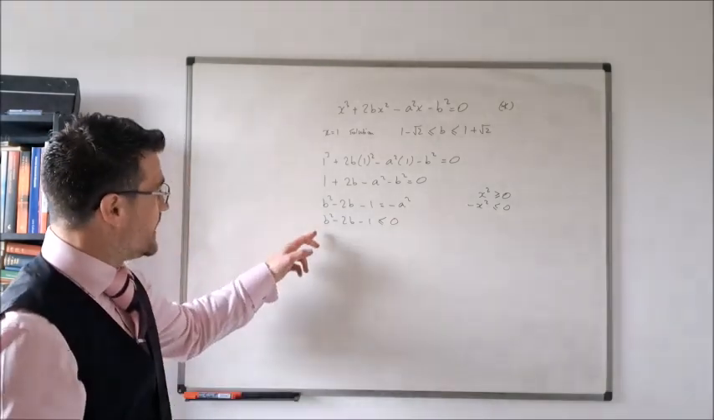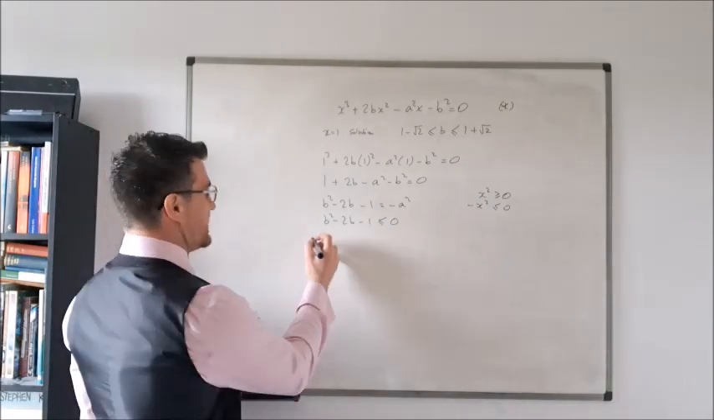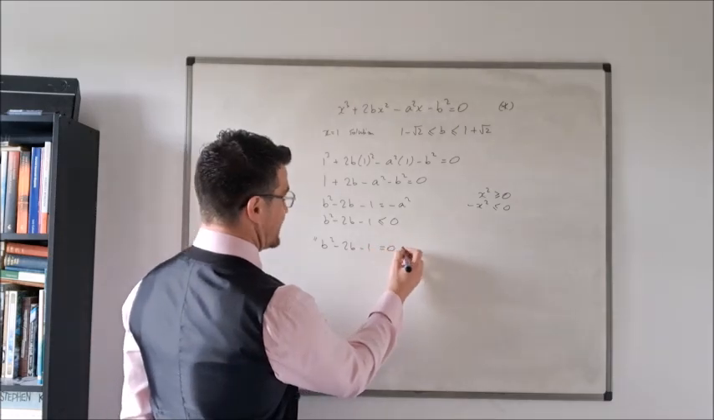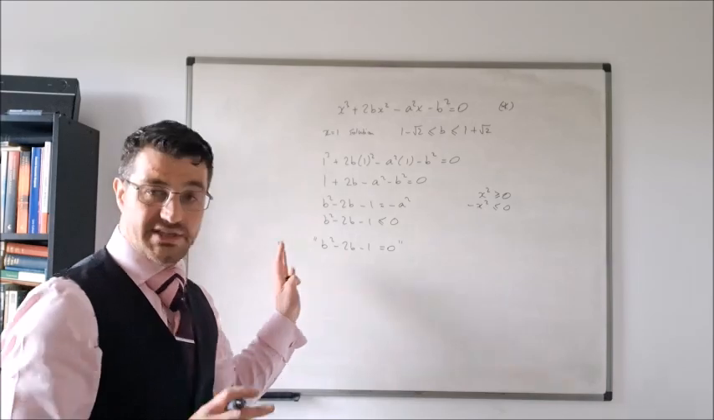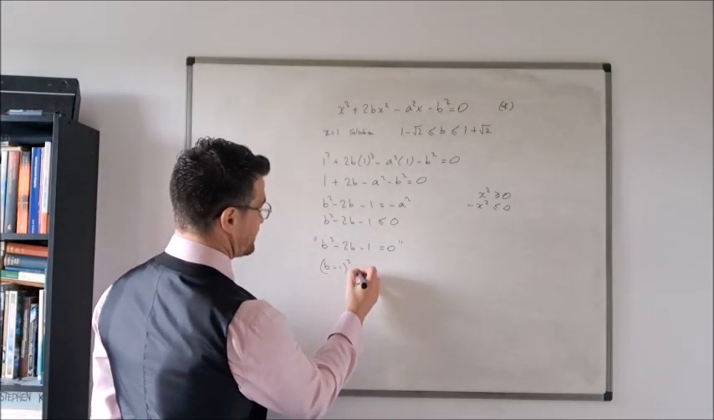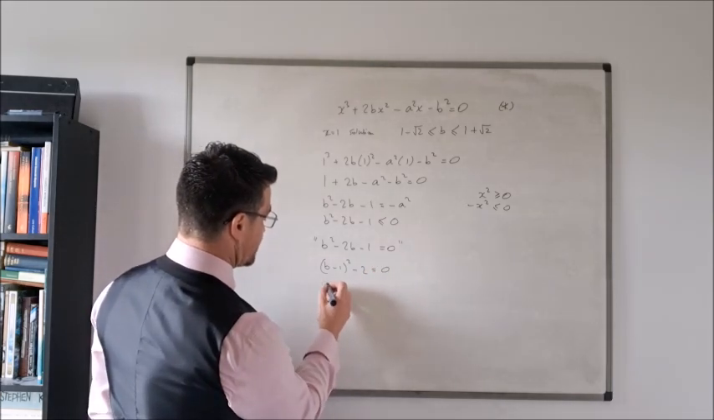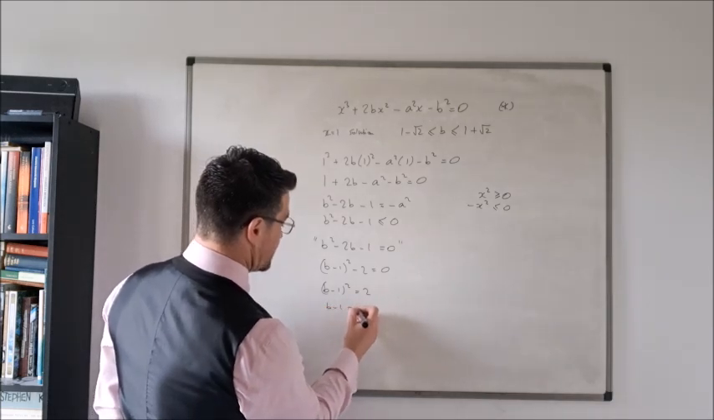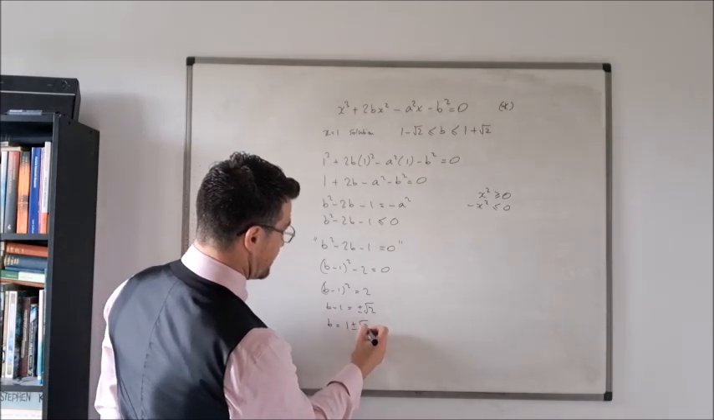So let's have a look. b squared minus 2b minus 1 is less than or equal to 0. So how would I solve this? Well, first of all, I'd consider the quadratic equation b squared minus 2b minus 1 equals 0. You can solve this in whatever way you feel is appropriate. So I'm going to complete the square. And therefore we get b minus 1 squared is equal to 2. So b minus 1 is equal to plus or minus the square root of 2. b is therefore equal to 1 plus or minus the square root of 2.